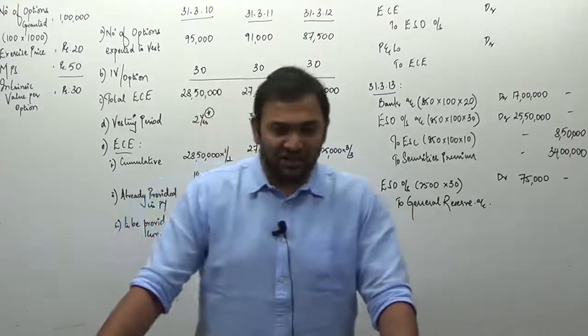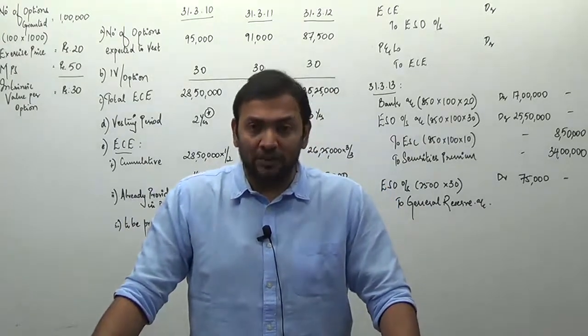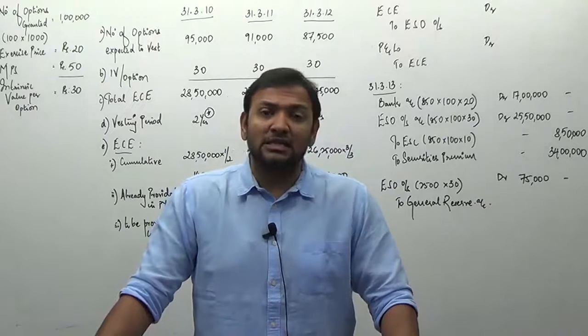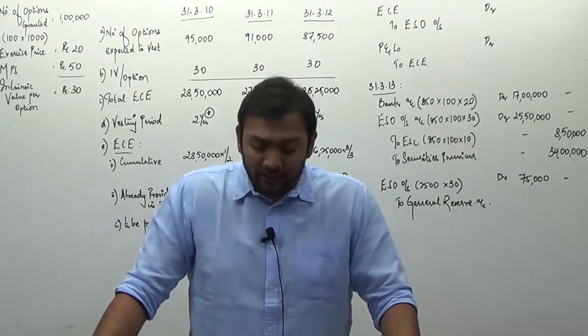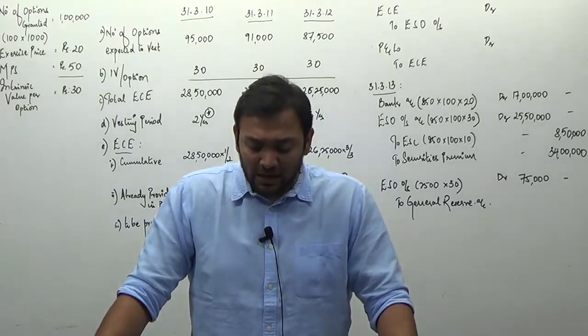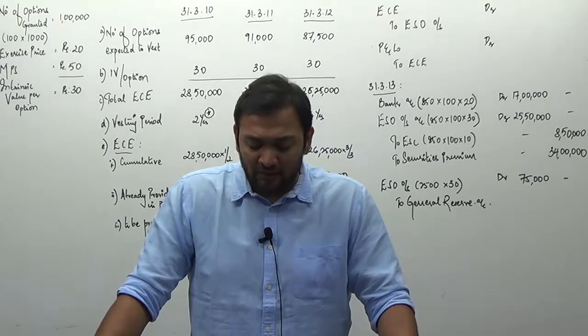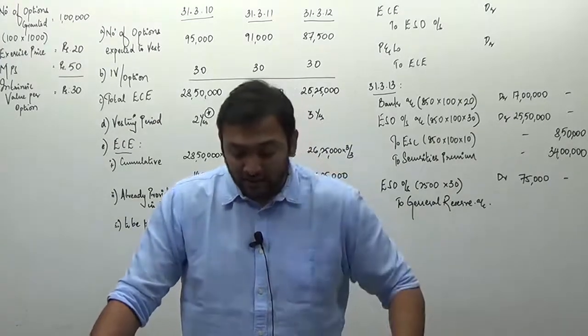So, double vesting condition, both should be satisfied. One thing is they have to be in continuous employment for 3 years. Second thing is that the share price should be more than 70. Estimated number of employees satisfying the continuous employment were 48 on 31st March 2009, 47 on 31st March 2010.